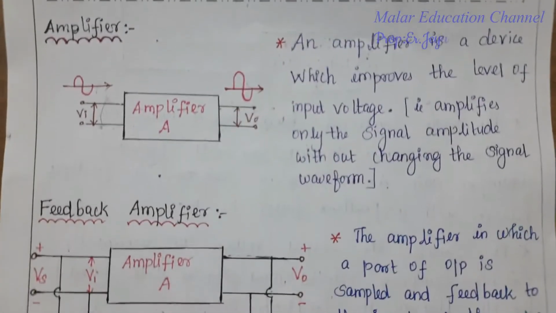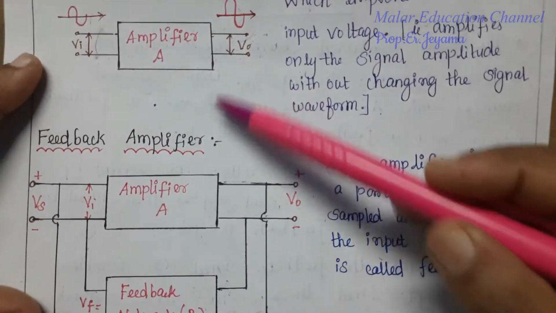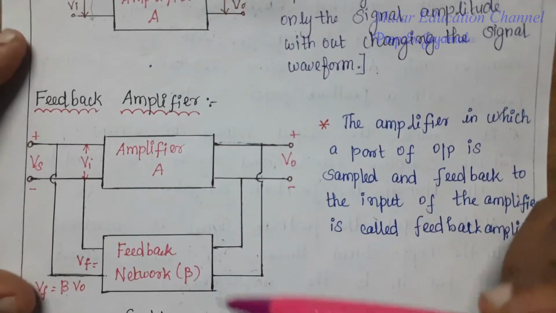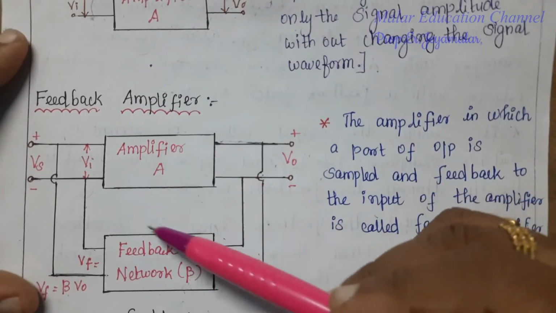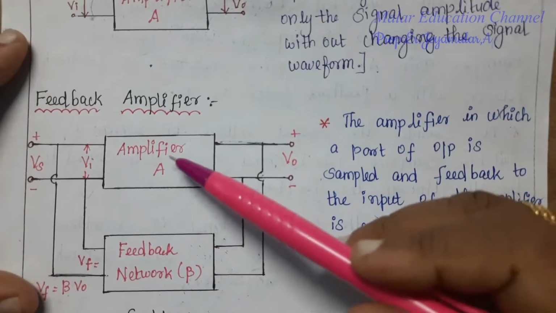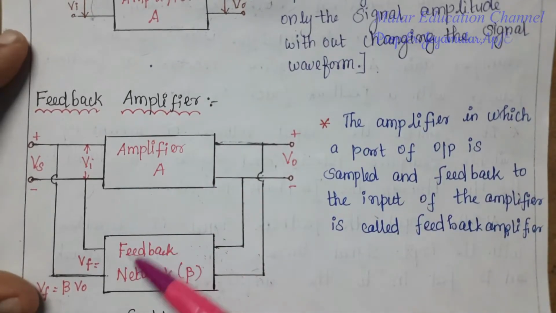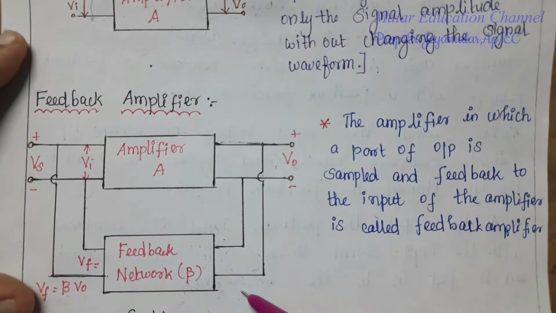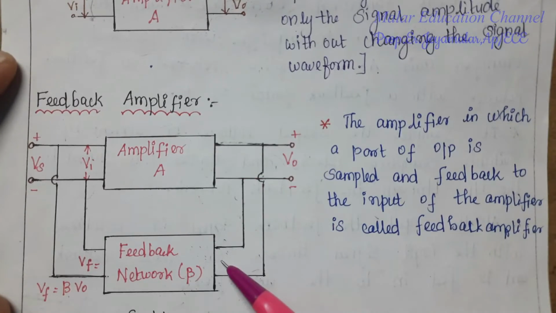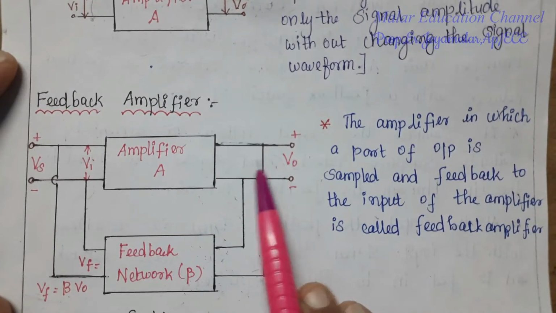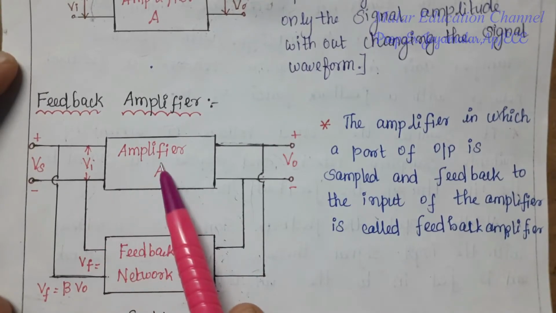Next, see about the feedback amplifier. See the diagram. This is for a normal amplifier. This is for a feedback amplifier. The difference between this amplifier and the feedback amplifier is that in the feedback amplifier, a feedback network is connected along with the amplifier. The main role of the feedback network is to maintain the stability. This is the main difference between a normal amplifier and a feedback amplifier. A part of the output signal is fed back to the input in this feedback amplifier to maintain the stability.